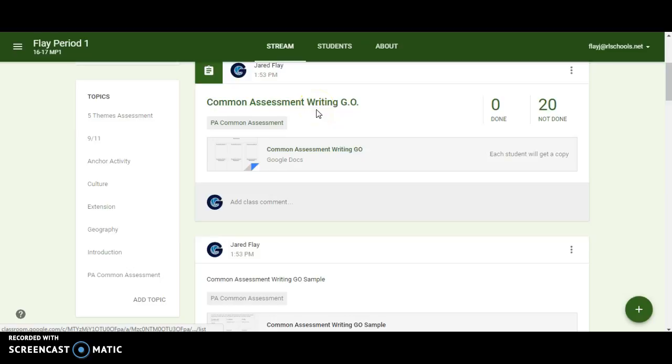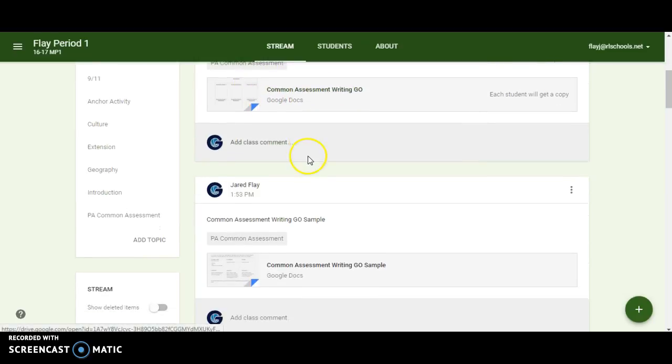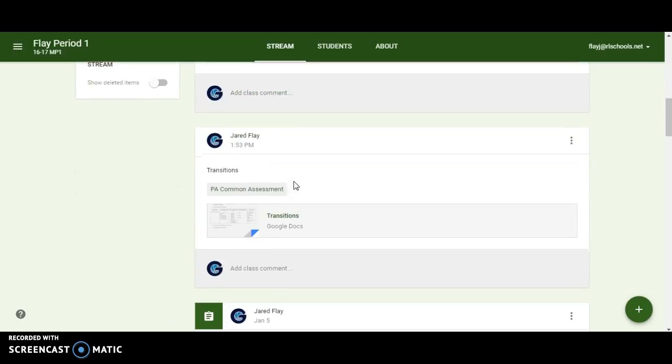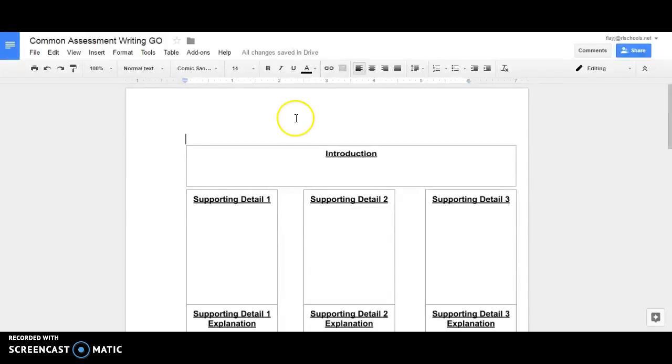Common Assessment Writing Geo. I want you to open this up. Common Assessment Writing Geo Sample. I want you to open this one up. And then finally, one entitled Transitions, and I want you to open that one up. Okay, we're going to start with the one that says Common Assessment Writing Geo.